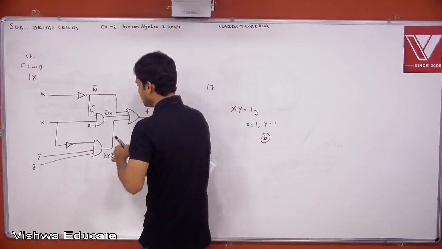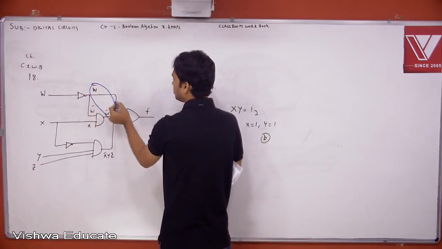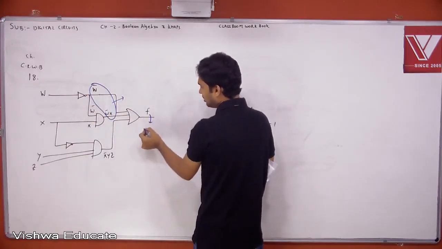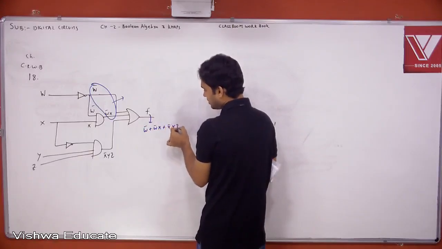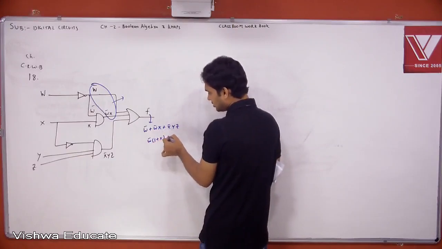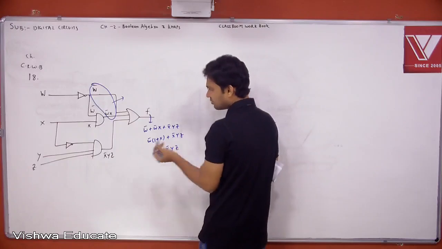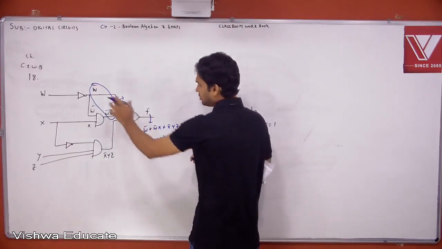Here directly see. If you add these, what is the equation? Because what is the output? W bar plus W bar X plus X bar YZ. Now see, W bar you can take common. W bar into (1 plus X) plus X bar YZ. 1 plus anything is 1. So W bar plus X bar YZ. Okay. So what is the condition?